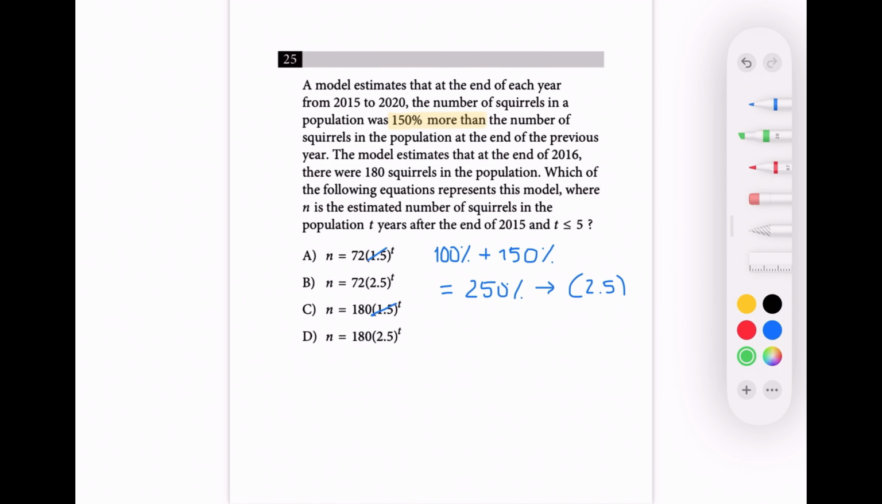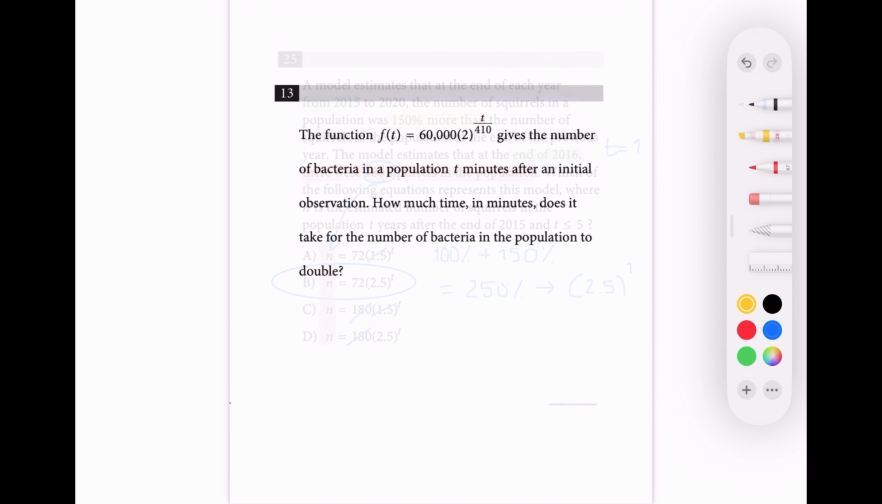We continue reading, and then it says that at the end of 2016, and since we started at 2015, that means the interval of time is just 1 year. So the exponent would be 1. And it says that there were 180 squirrels in the population. That's the total amount after 1 year. So that would be the value of n, not the initial amount. So we can cross out these two options, and we know that the answer is B.